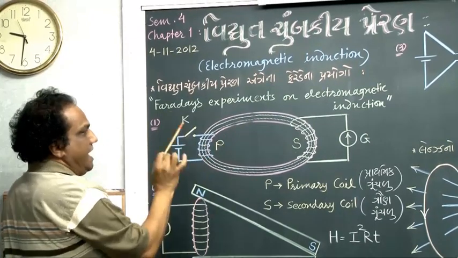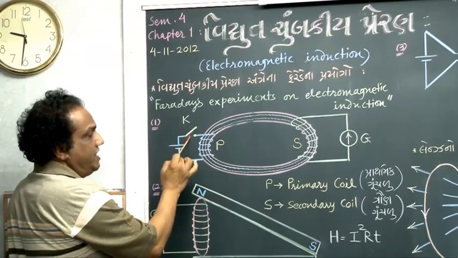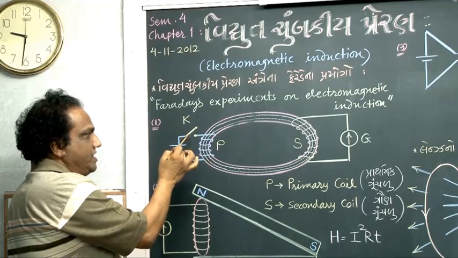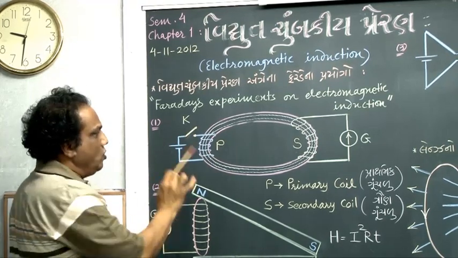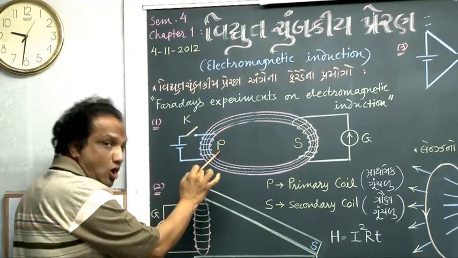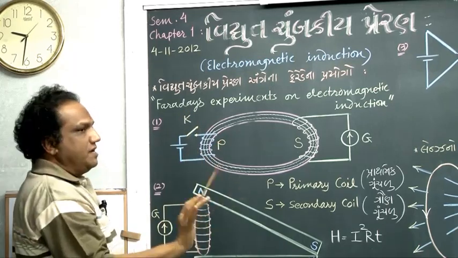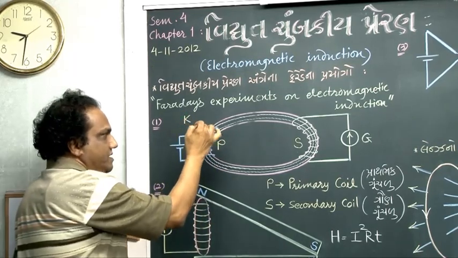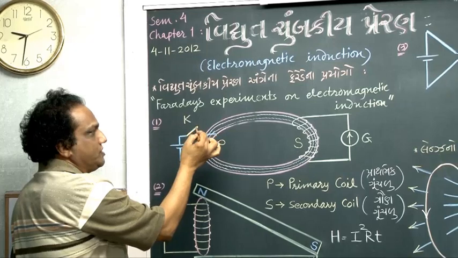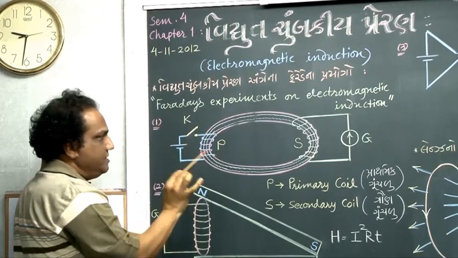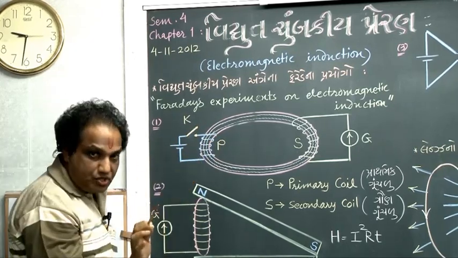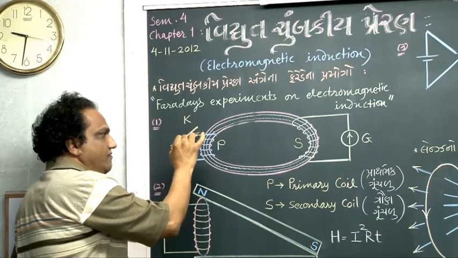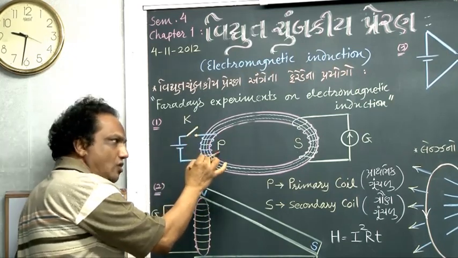Now, at present you can see this key is open. If this key is open, naturally no current passes through this primary coil. But now, when we press the key and these two points come in contact, at that time the circuit is made closed, and so some current will pass through this primary coil.